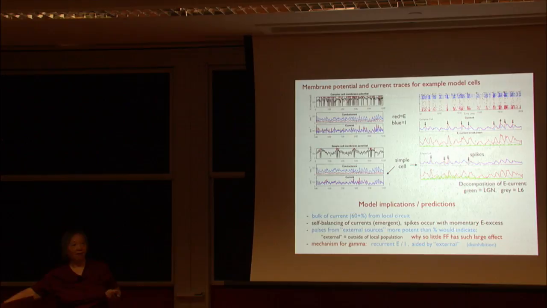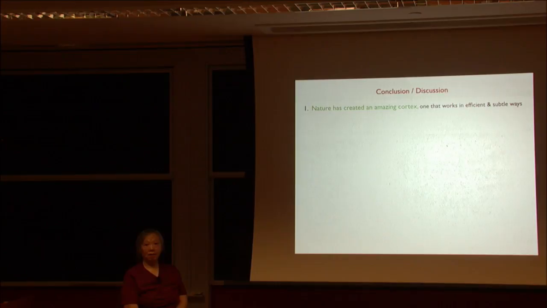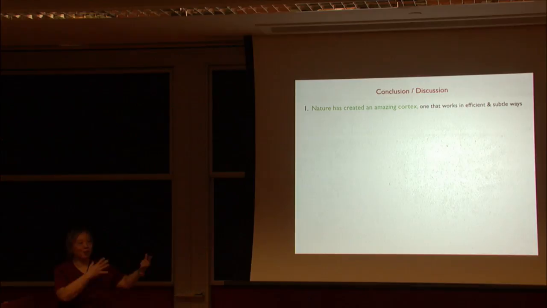Okay. So the conclusion is that nature has created an amazing cortex, which works in efficient and subtle ways. I can say this a million times, and I can't say it enough. The more you look at this, how can it work? Well, it just does. I would not have been able to design any dynamical system that could do any of these things, okay? But nature did that.